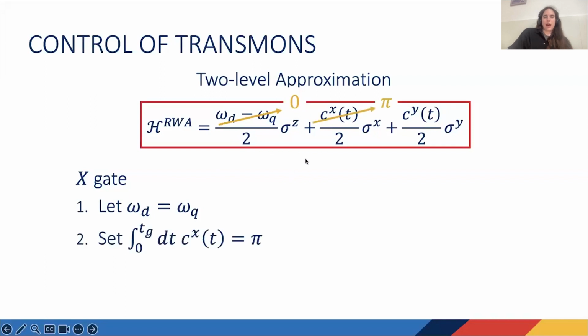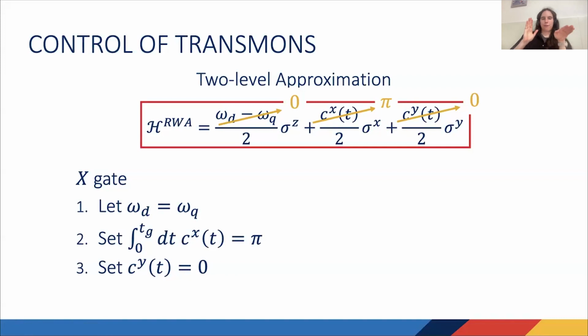I also want this to rotate around the Bloch sphere by exactly halfway around. So pi radians. So I'm going to make the rotation amount pi, and then I don't want any Y rotation for this X gate. So the important thing is that I need my drive on the X to equal pi when I integrate over time as I do the operation. In the end, I want to rotate halfway around the sphere that represents the state of the qubit.